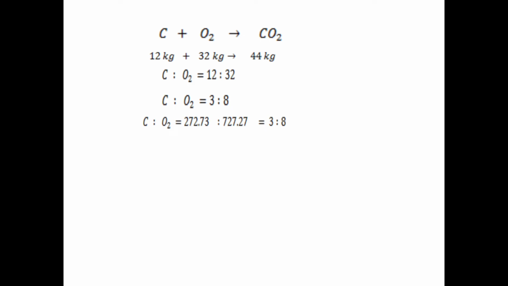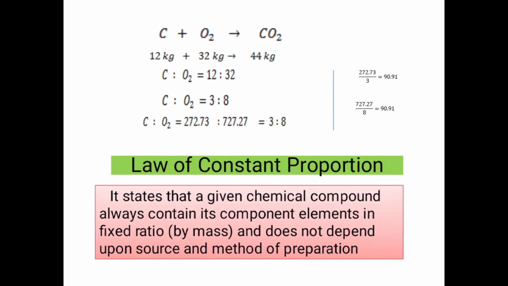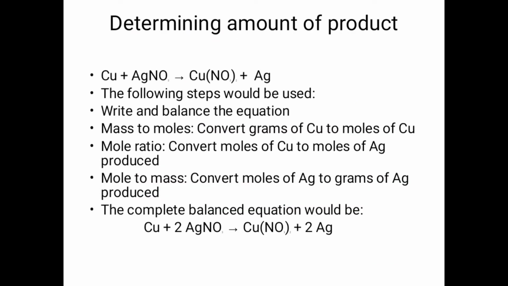So 272.73 to 727.27, that is equal to 3 to 8, is the carbon to oxygen ratio in carbon dioxide. So this is called the law of constant proportion. It states that a given chemical compound always contains its component elements in fixed ratio by mass and does not depend upon source and method of preparation. So this is called law of constant proportions.